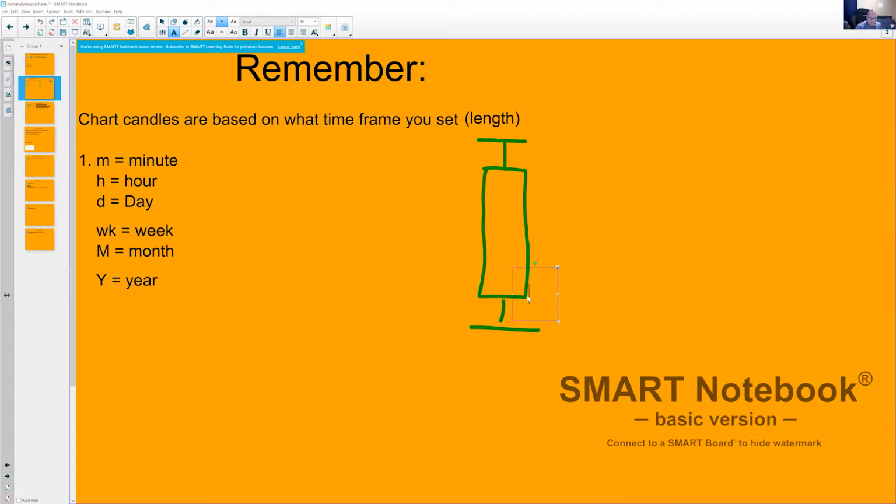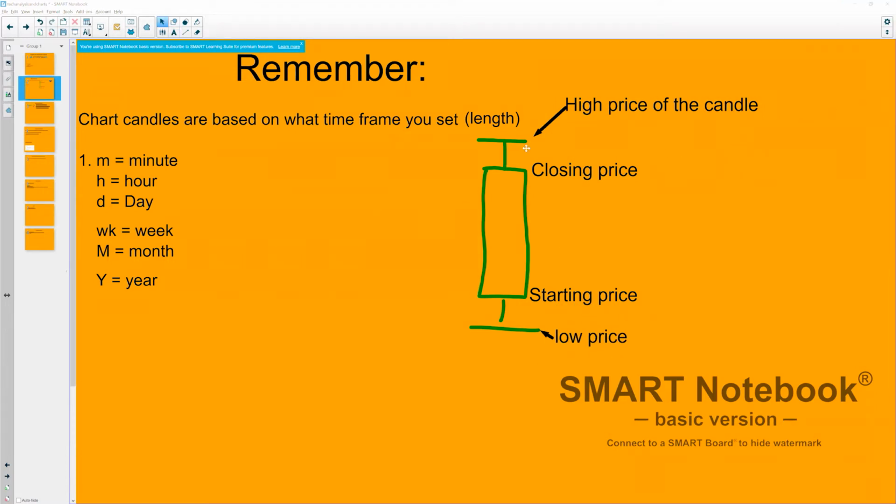The starting point of what's called the candle, this is the starting price. And then this is the closing price. And then you have what's called the wicks. So you have, oops, that's a large thing. And of course, you have 2 wicks. And with those wicks, this is going to be the high price of the candle, and this is the low price. Okay, so that's what we get into when we look at a candlestick.